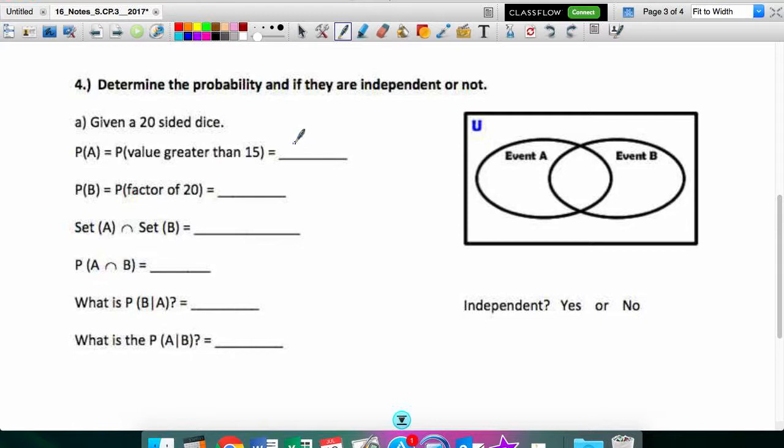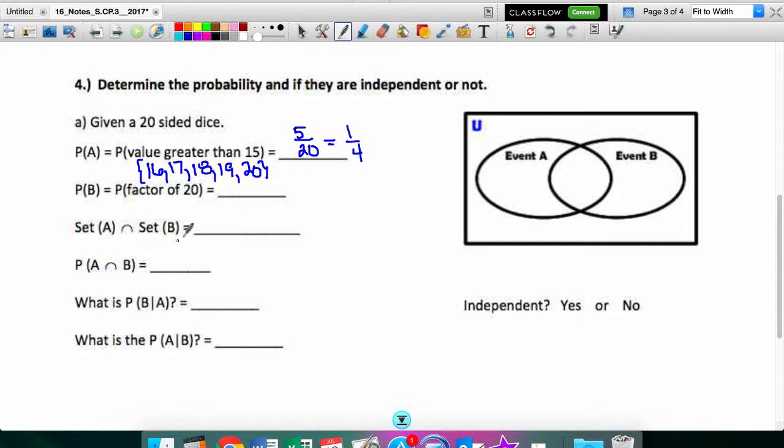Before I begin, I want to calculate the probabilities of A and B separately. So let's list out the outcomes in each event. For A, values greater than 15 would include 16, 17, 18, 19, and 20. And we don't go further since this is only a 20-sided die. With these 5 outcomes out of 20, that would give us a probability of 5 out of 20, or reduced to 1/4.